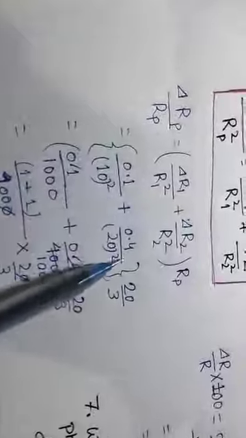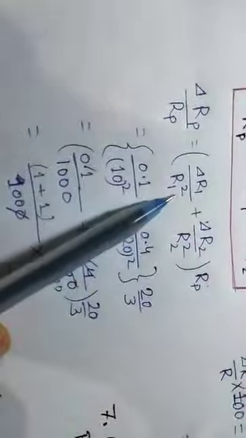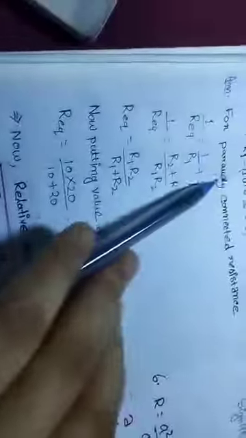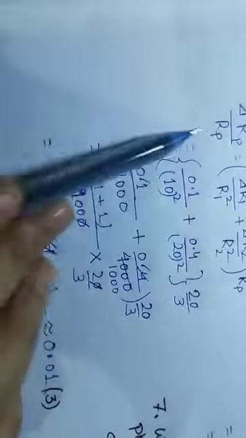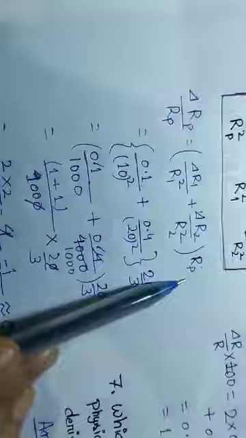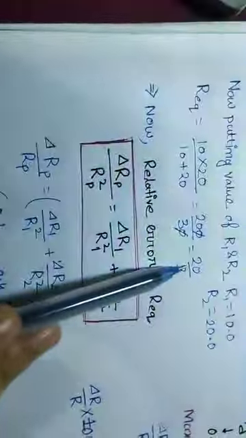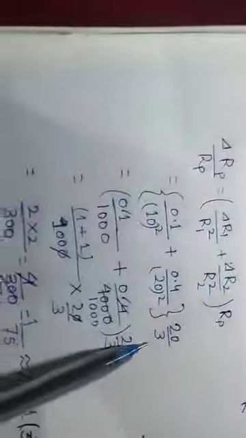Delta R1 is 0.1 and delta R2 is 0.4, and the value of R1 is 10 and the value of R2 is 20. So we will put all these values here: 10 square plus 20 square, and one RP is here and another RP value we just calculated before, that is 20 by 3. So we will put 20 by 3 here and now we will calculate it. I will teach the calculation also.